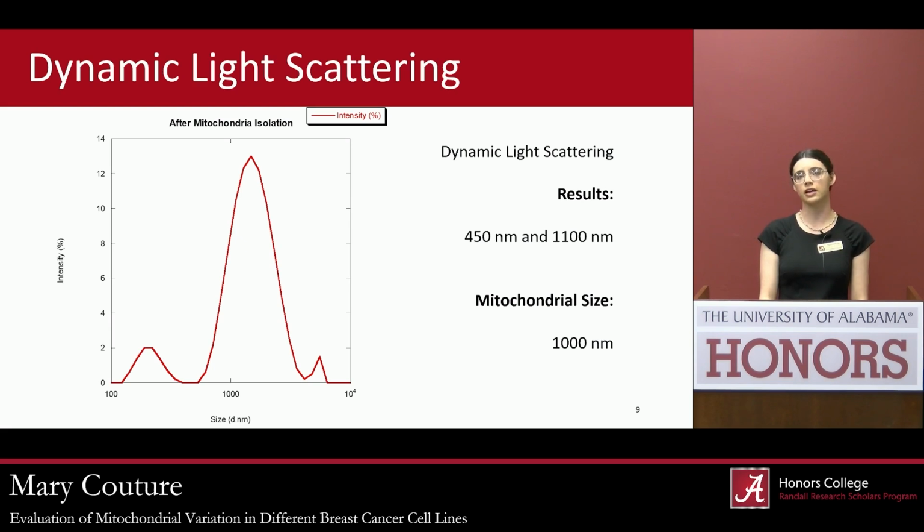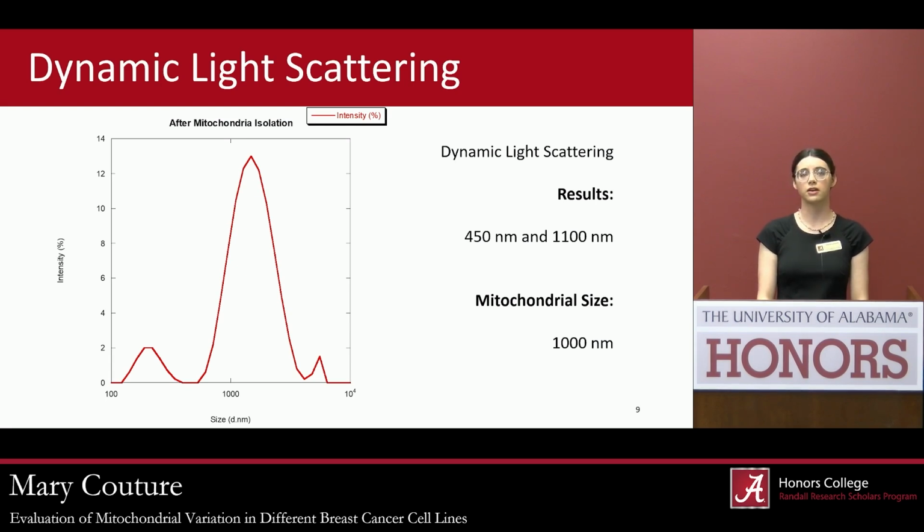This example of a dynamic light scattering performed on a protocol on 231s has two peaks, one around 450 nanometers and another around 1100 nanometers. The literature value for mitochondrial size is around 1000 nanometers, which means that while we do seem to have mitochondria in this sample, they are unfortunately in a contaminated isolation. So the isolation protocol needs further refinement.